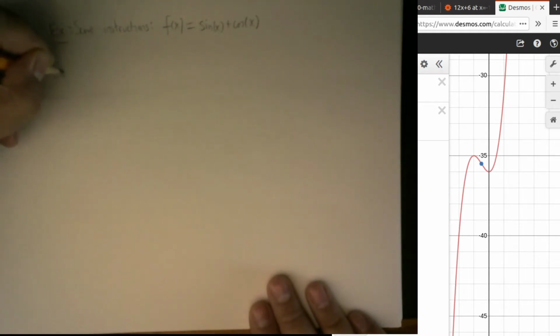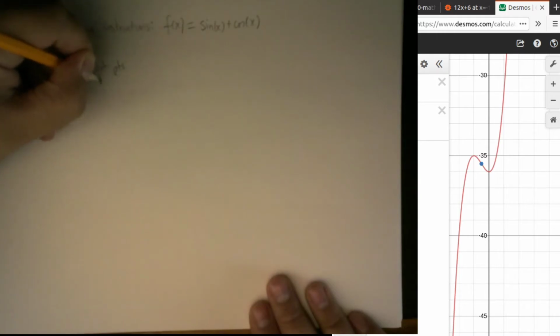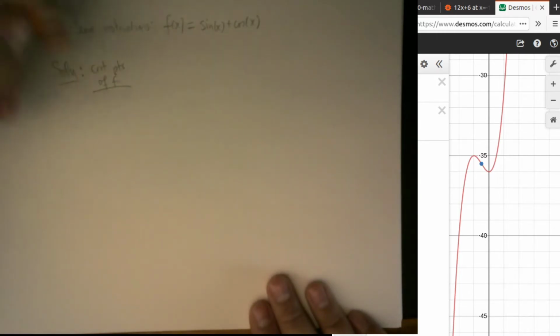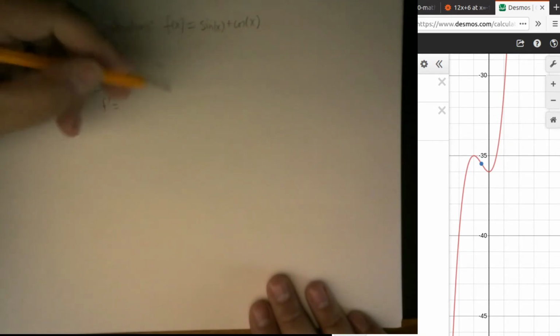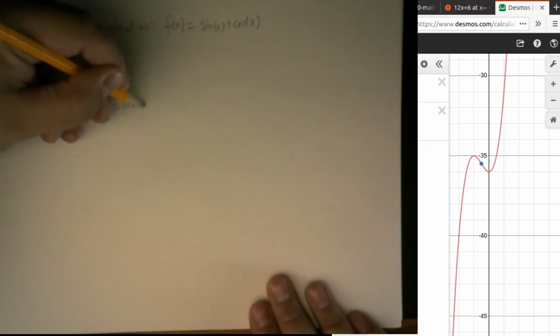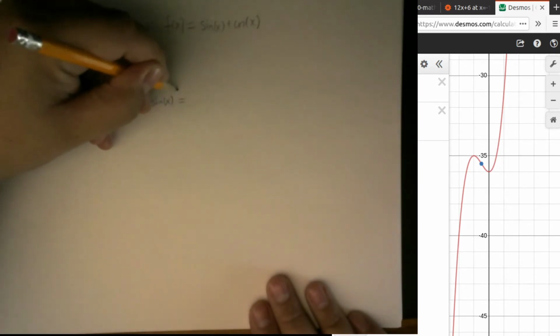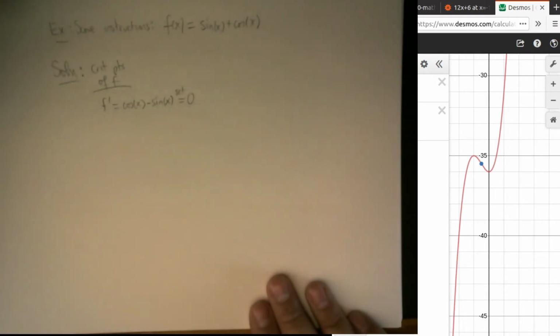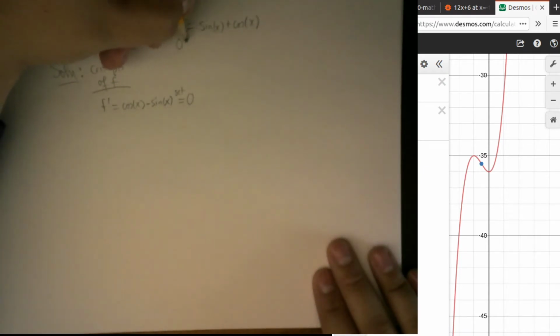Okay, so first we got to find the critical points of f, and that means we need to find f prime, and the derivative of sine is cosine, and the derivative of cosine is minus sine, and I need to set this thing equal to 0. Now, when I do this, let me put a restriction. Let's say that x goes from 0 to 2 pi.